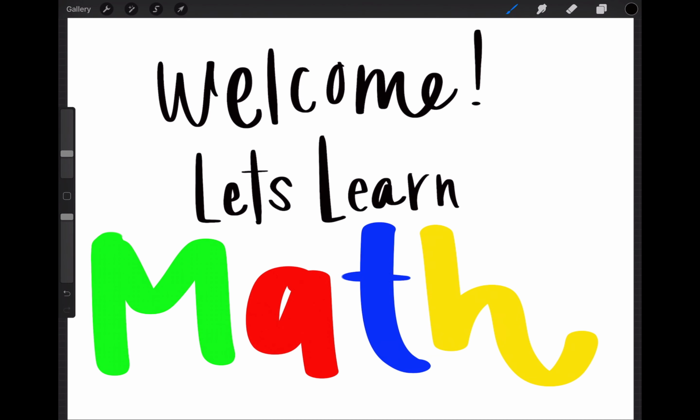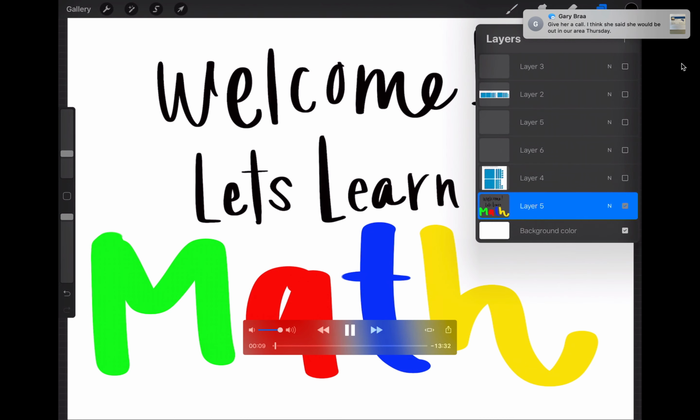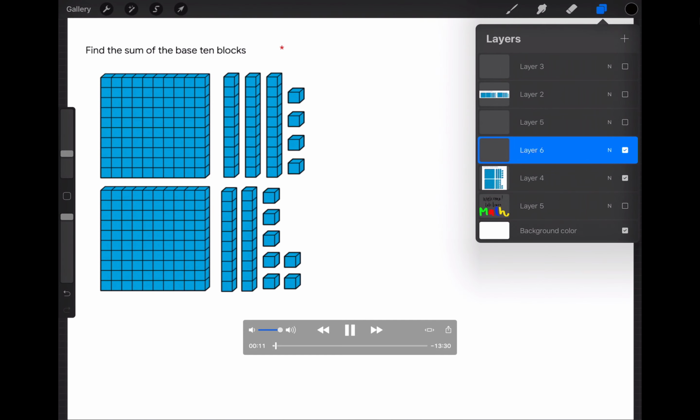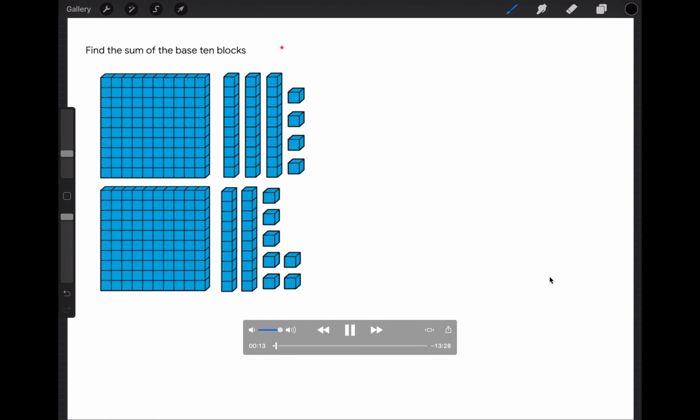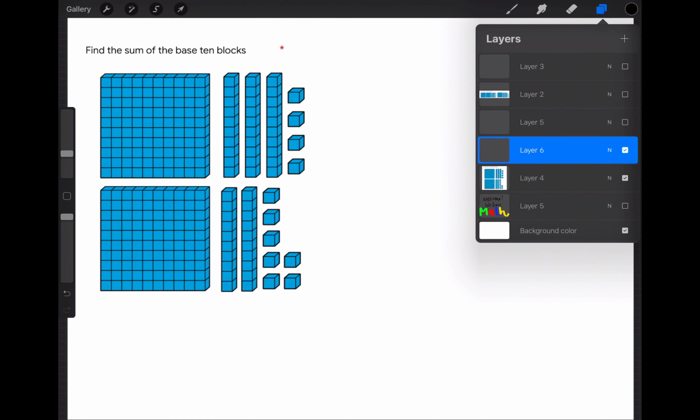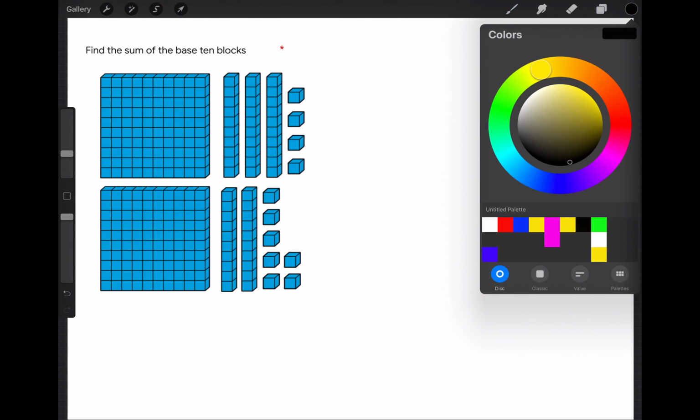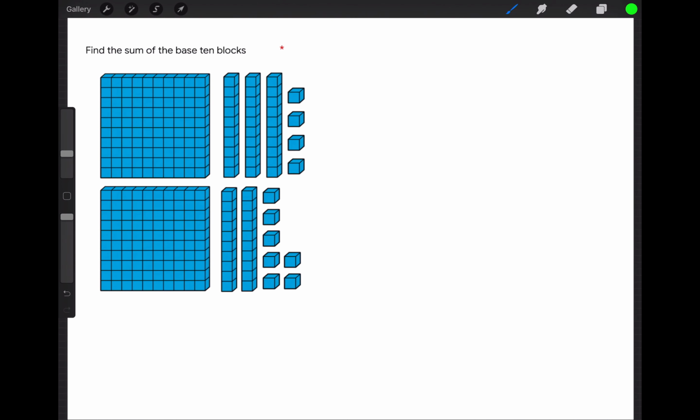Today we're going to be learning how to add and subtract three-digit numbers using base 10 blocks. All right, so first thing that we're going to do is pull up our problem for today. Now this is on your spiraling, so if you follow along, you'll get the correct answer on today's assignment. Now, let's read the question. It says, find the sum of the base 10 blocks.